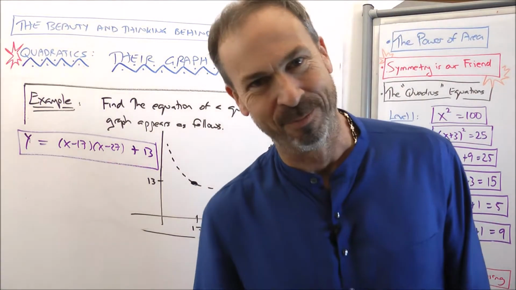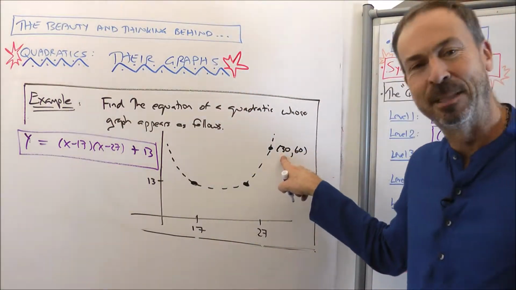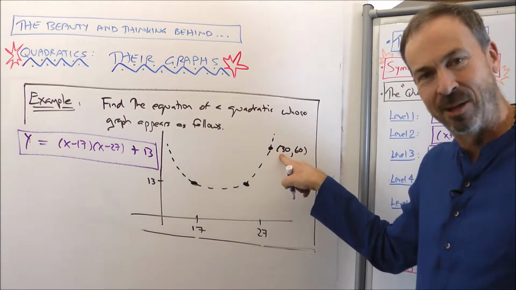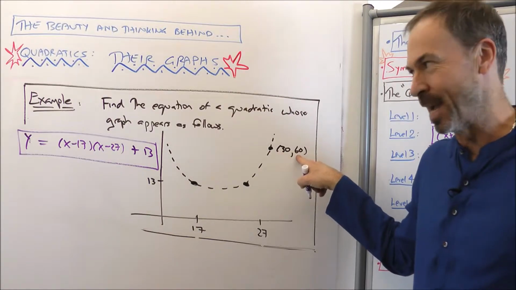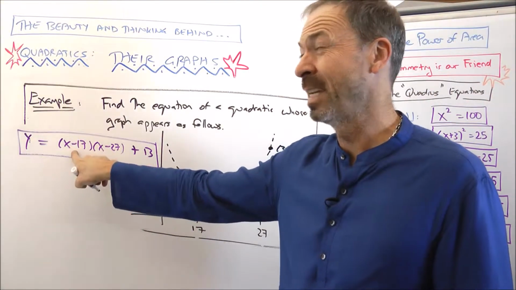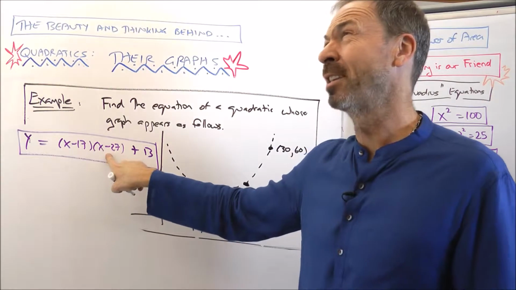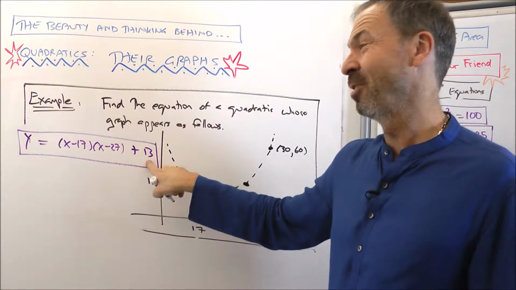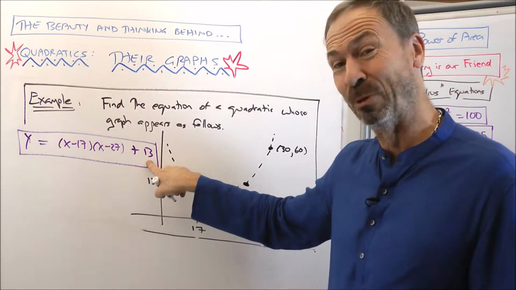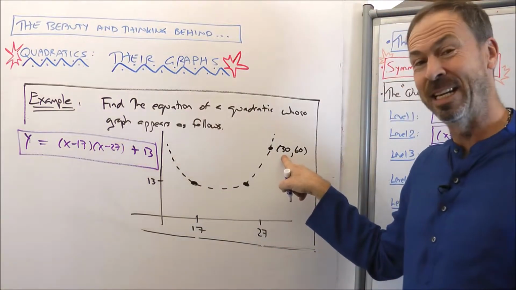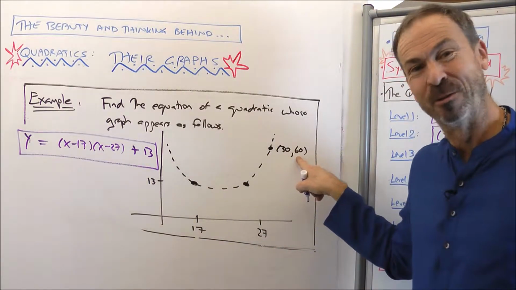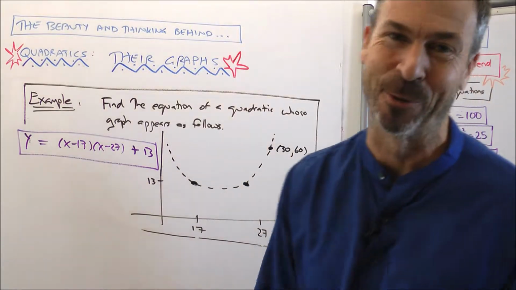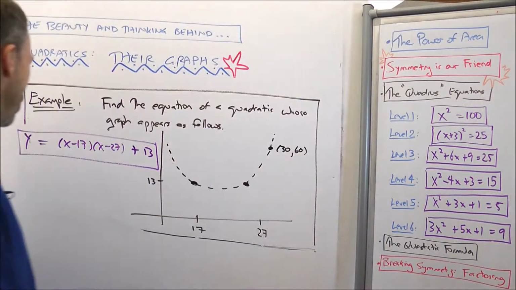Except I'm not correct, because it's meant to fit this point as well. If I put in x equals 30, I should get 60 coming out. 30 minus 17 is 13, 30 minus 27 is 3, so 13 times 3 is 39, plus 13 is 52. When I put in x equals 30, I get 52, not 60. So I know I'm not right. Oh dear, what am I missing?